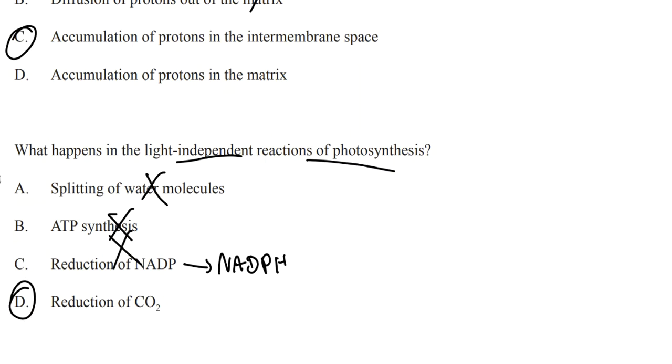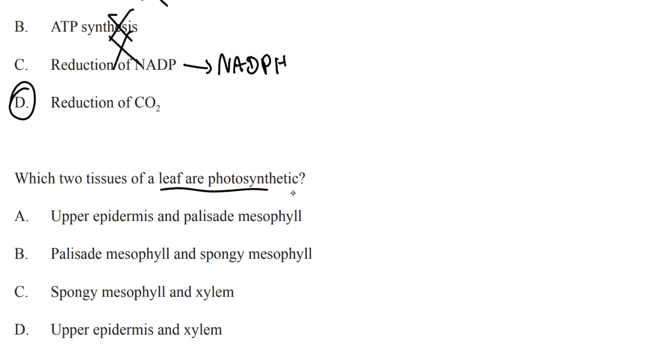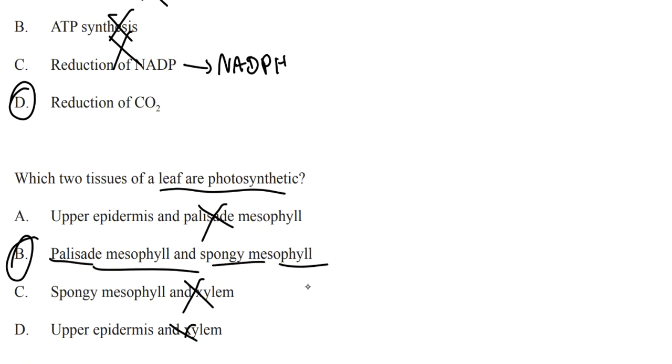Which two tissues of a leaf are photosynthetic? The epidermis is not. The xylems are definitely not. Palisade and spongy mesophyll cells are definitely true. I believe one of these is more dense than the other, though I don't think you need to know that specifically in the syllabus. I believe the palisade mesophyll is the super chloroplast-dense cell, so these are the ones that are mainly photosynthetic.